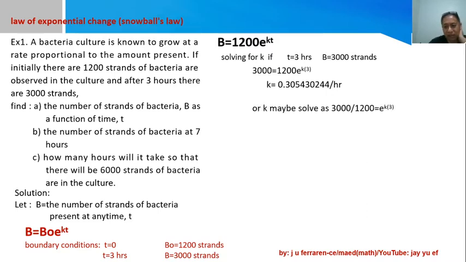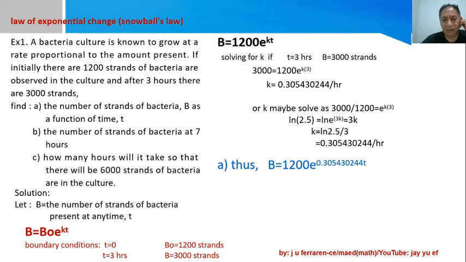Or K may be solved by first simplifying before we take the ln. We let the coefficient of e be equal to 1, so I divide 3,000 by 1,200. With this ratio, I can take the ln. If I take the ln at the right end, this becomes 3K. So the ln of the ratio, 3,000 over 1,200, which is 2.5. The ln of exponential 3K is actually 3K. So K is the same as what we obtained earlier, per hour.